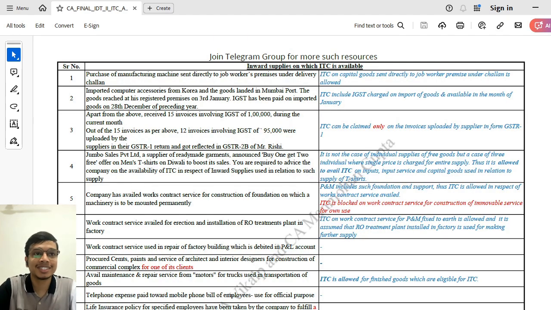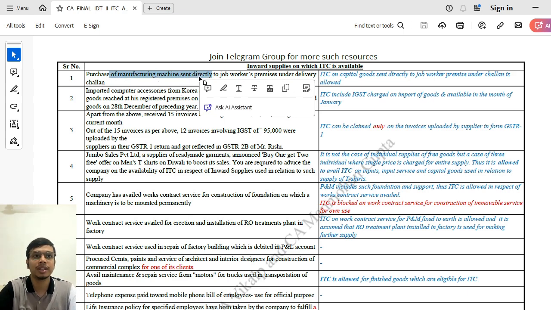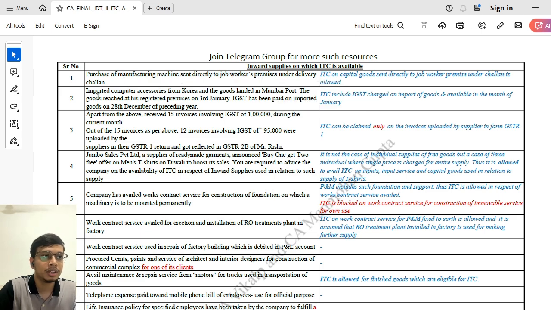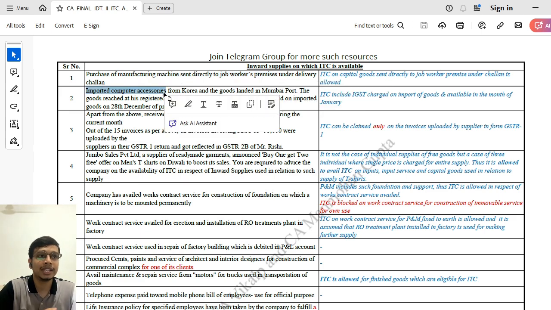So let's start with the second part, inward supply, in which ITC is available. In all these adjustments we can claim ITC. Start with the first: purchase of manufacturing machines sent directly to the job worker premise under delivery challan. If we have sent any machinery directly to the job worker's premise without first bringing it to the principal's place, then ITC can also be claimed for such goods, because the job worker premise is an additional place of business for the principal.